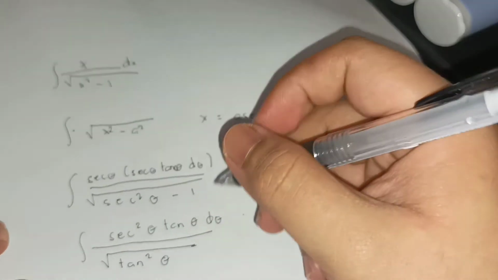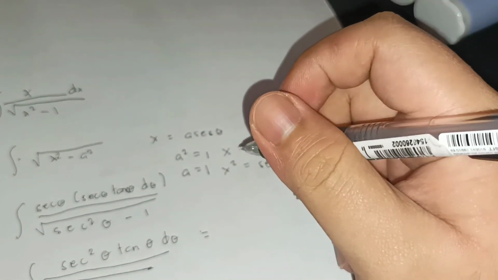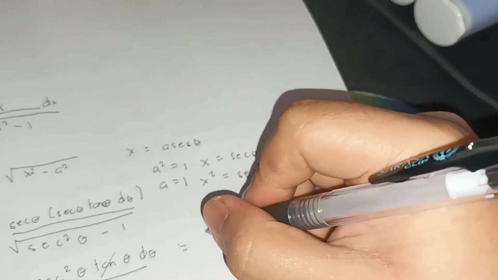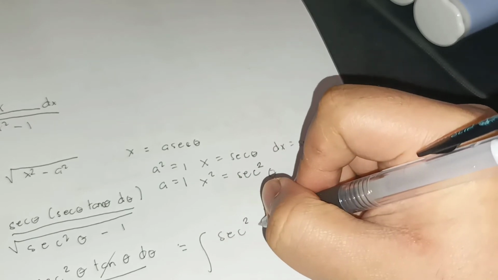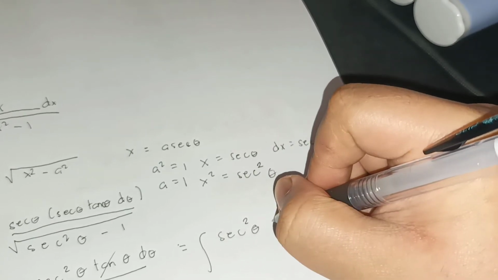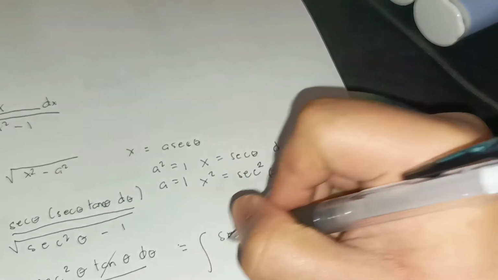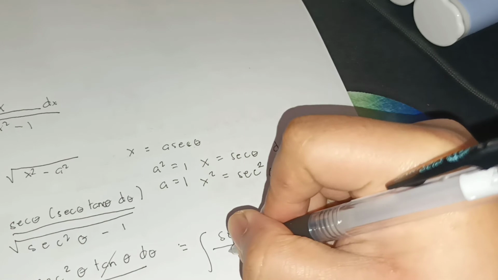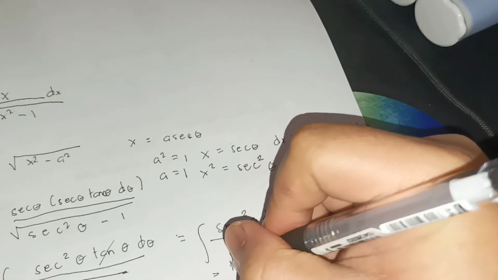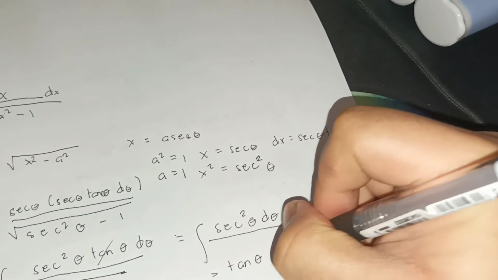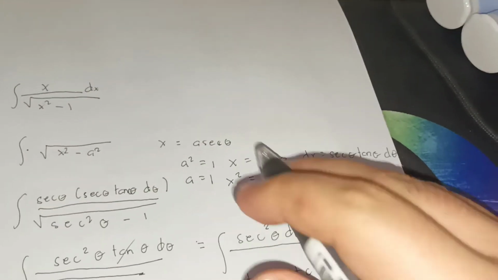After that, we will cancel since they are similar, but there's still a tangent that will remain at the bottom, and this is what it will look like: secant squared theta d theta over tangent theta, equals tangent theta plus c.